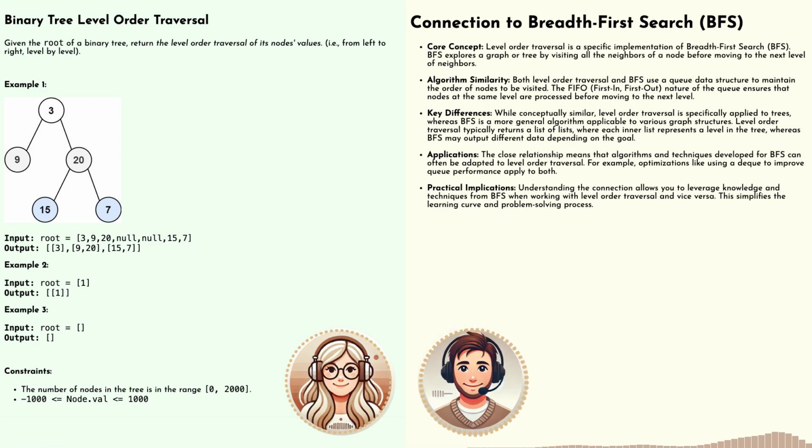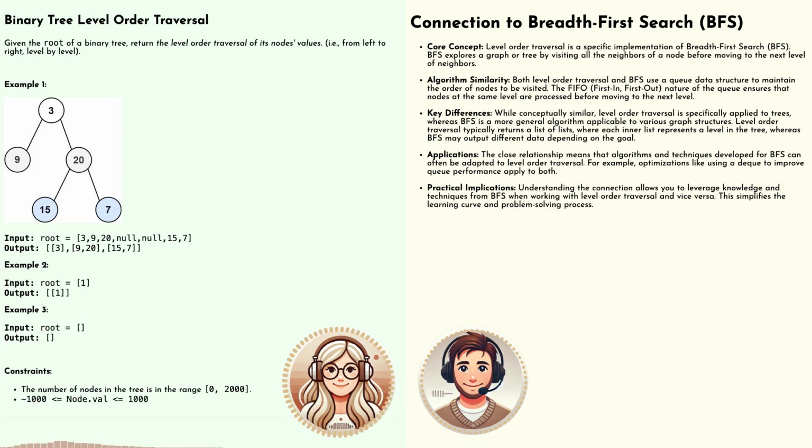Speaking of connections, I remember learning about breadth first search, or BFS, in the context of graph algorithms. Does BFS have any relation to level order traversal? It's not just a relation. Level order traversal is essentially BFS applied to a tree structure. Whoa, so we're secretly doing graph traversal without even realizing it. That's pretty cool. So what are the implications of this connection? Does it mean any BFS algorithm can be applied to trees?